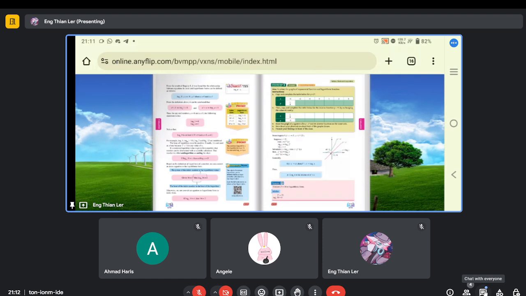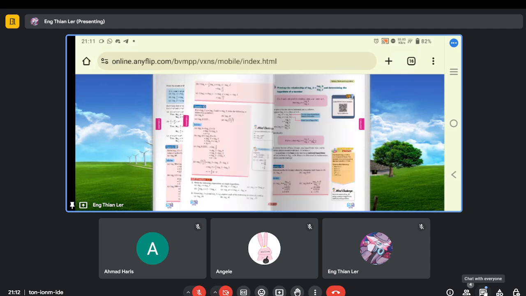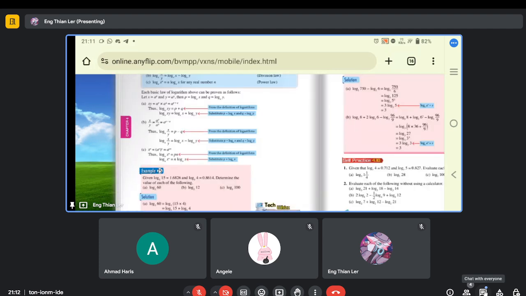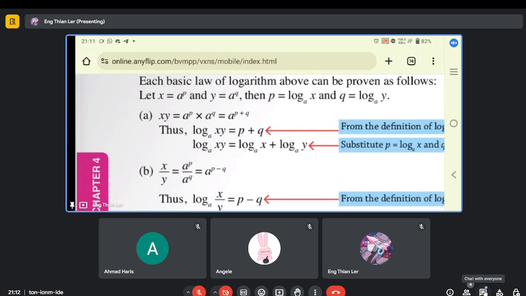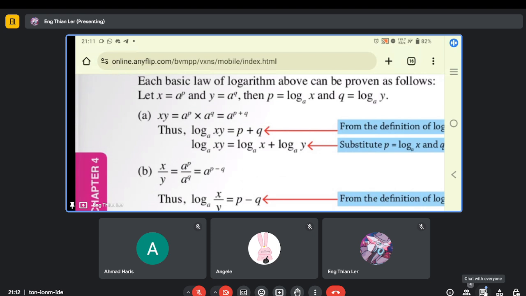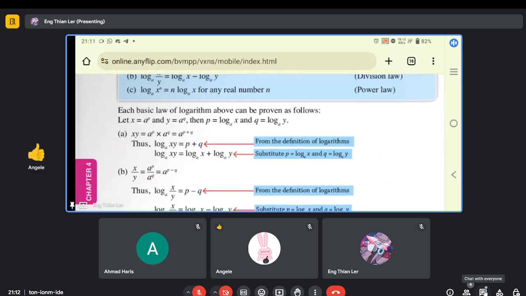I believe it is like that. The same thing we do: x, y equal to a to the power p plus q. And we just took the log a from both sides, and then we get p plus q. So that's how you get it. What's P? Log x base A. What is Q? Log y base A. You can replace the P and Q with other letters, like A, B, or X, Y also can.